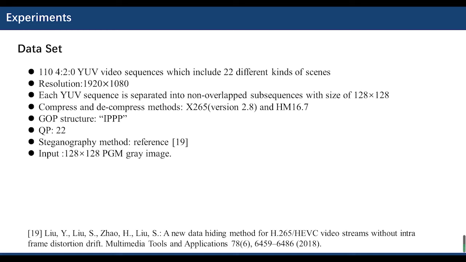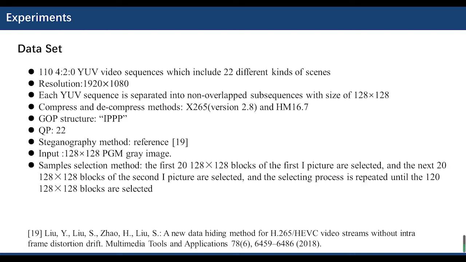The input of the CNN is a 128 times 128 PGM gray image. That is to say, each YUV picture is required to be decoded into PGM format before putting it into the CNN. Furthermore, in order to maximize the difference between samples, not all the YUV subsequences are sent into the CNN. The sample selection method is as follows.